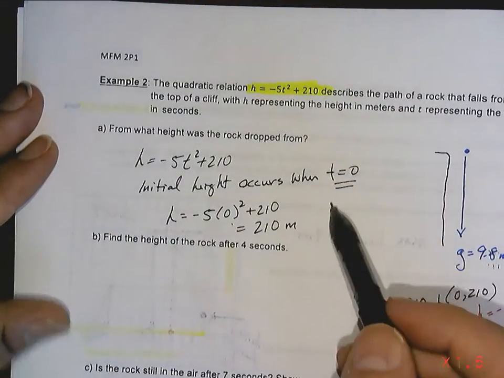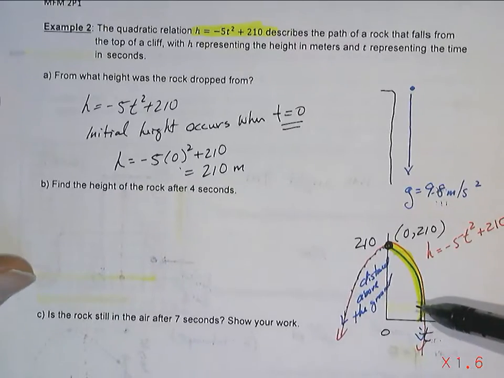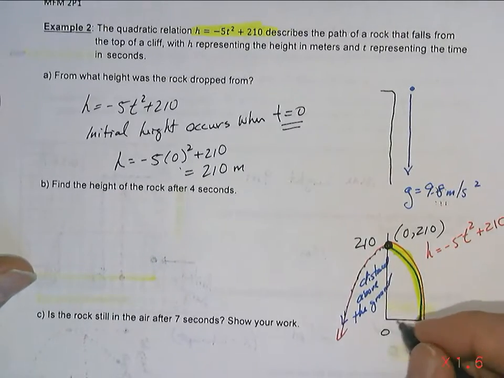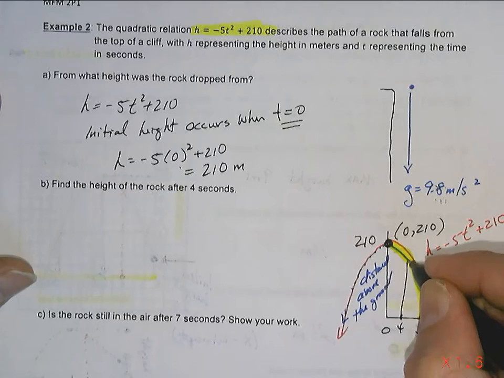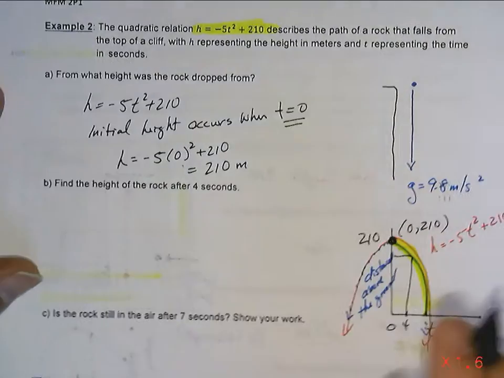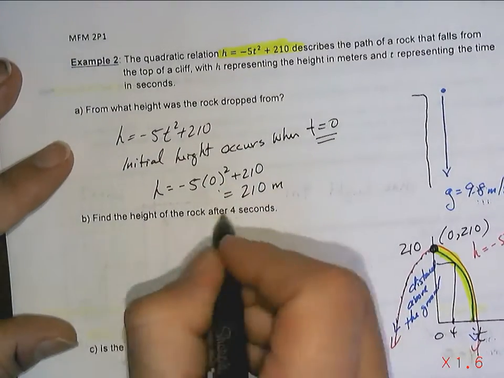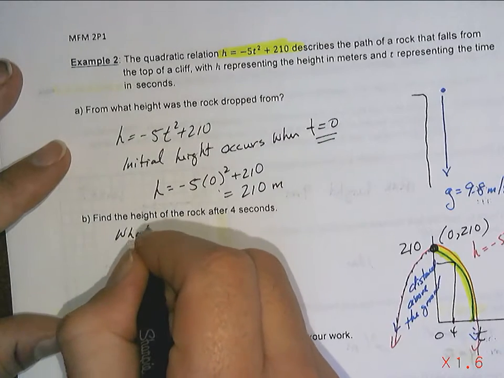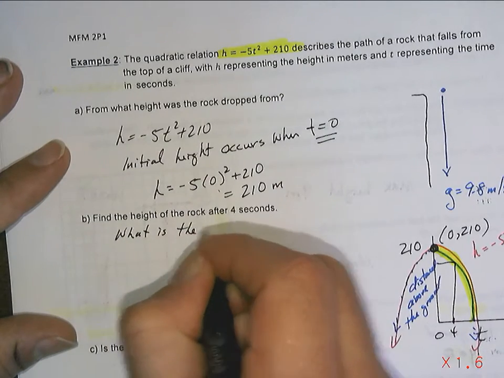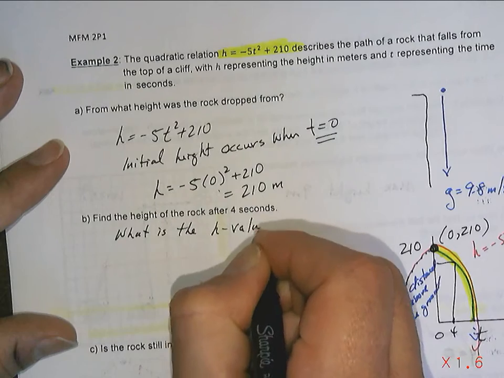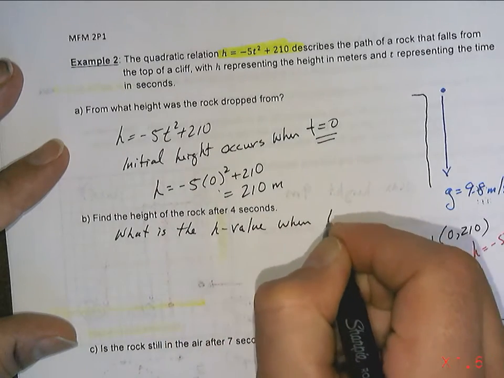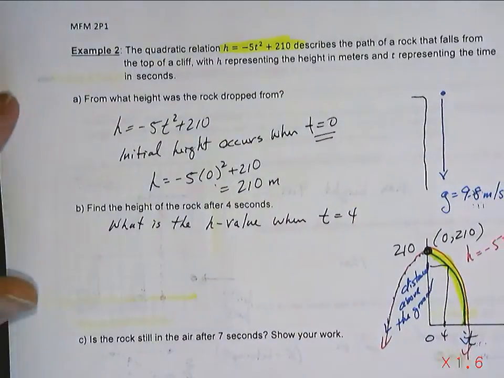Find the height of the rock after 4 seconds. Well, in this example, they didn't give me a graph where I could come across to 4 and go up. I can't use interpolation on this one. I have to use algebra. So what this is saying is, what is the h value when time equals 4? That's what they're really asking.